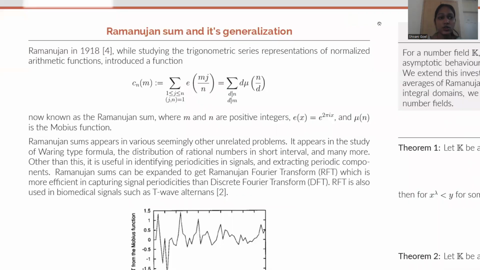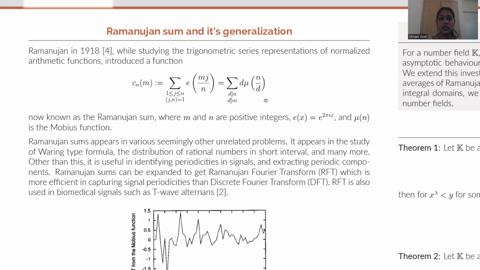This sum was first introduced by Srinivasa Ramanujan in 1918. If we denote it by c_n(m), it is nothing but the sum of nth primitive roots of unity, which we can write with the use of the Mobius function, given by this.